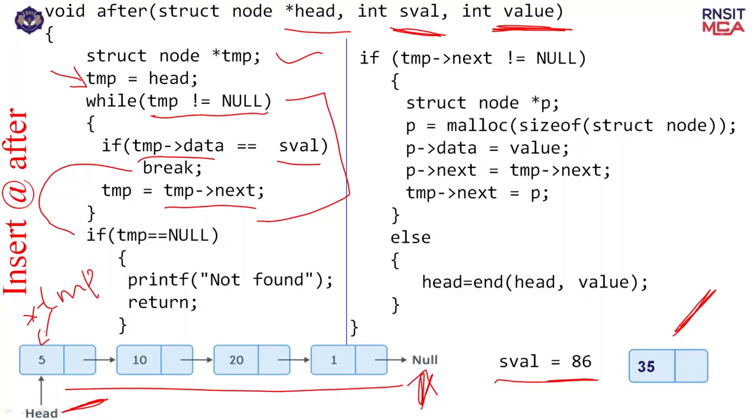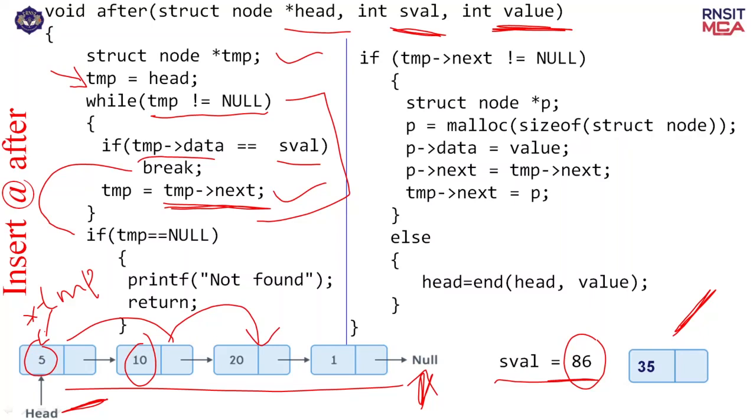Now the search value is what? 86. Temp value is what? 5. Are 5 and 86 the same? No. If it is same, it will break. If it is not same, it will go to the next: temp is equal to temp next. So it will go to the next cell. Here, what is the temp data value? 10. What is the searching value? 86. Is 86 equal to 10? No. So temp next, it will automatically move to the next cell.